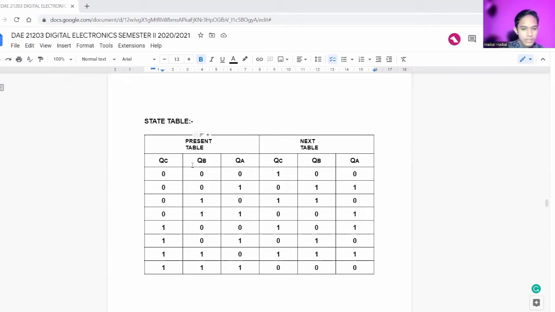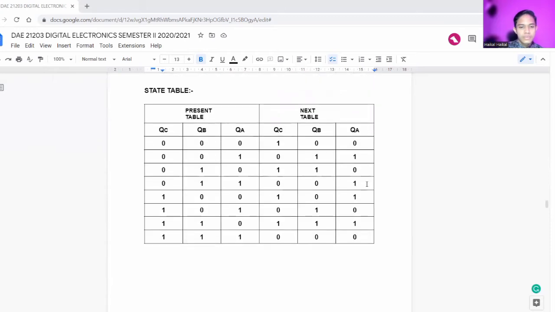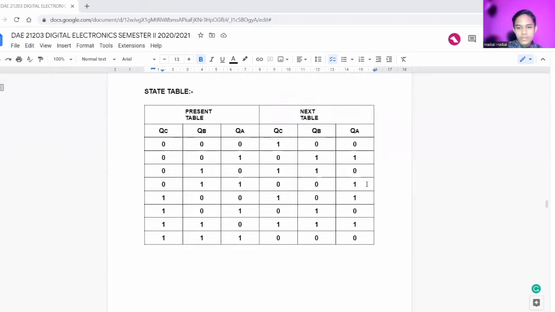At the present state, we have 0, 0, 0. But at the next state, it becomes 1, 0, 0. Other than that, 0, 0, 1 becomes 0, 1, 1 at the next state. So this is our state table for my group 20.